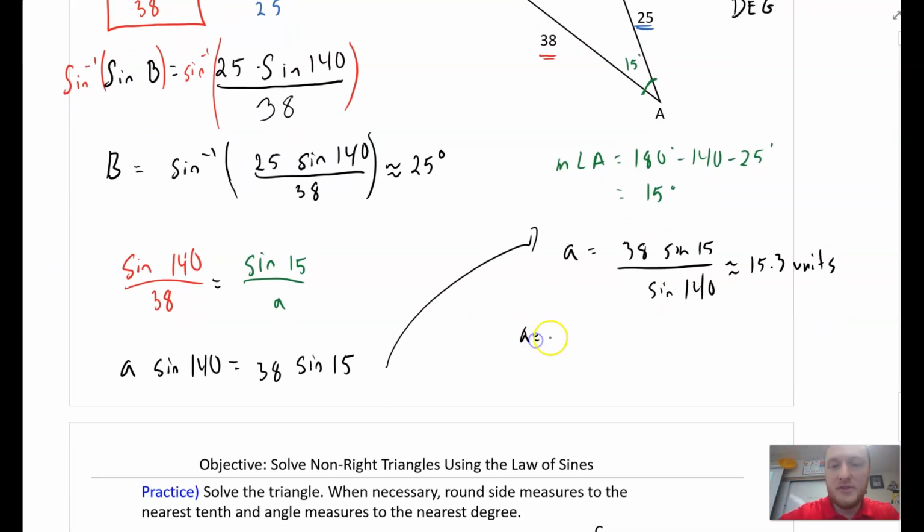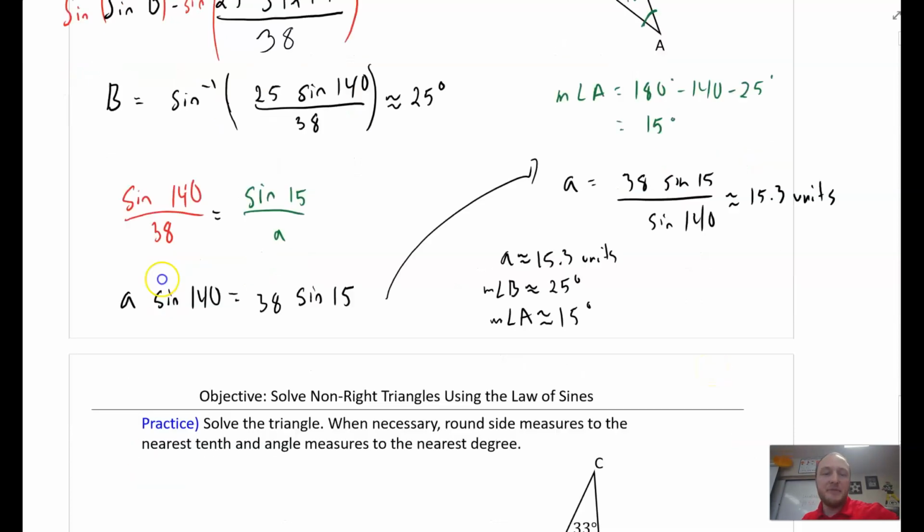A is approximately 15.3 units. Measurement of angle B is approximately 25 degrees. And the measurement of angle A is approximately 15 degrees. All right, there you have it.